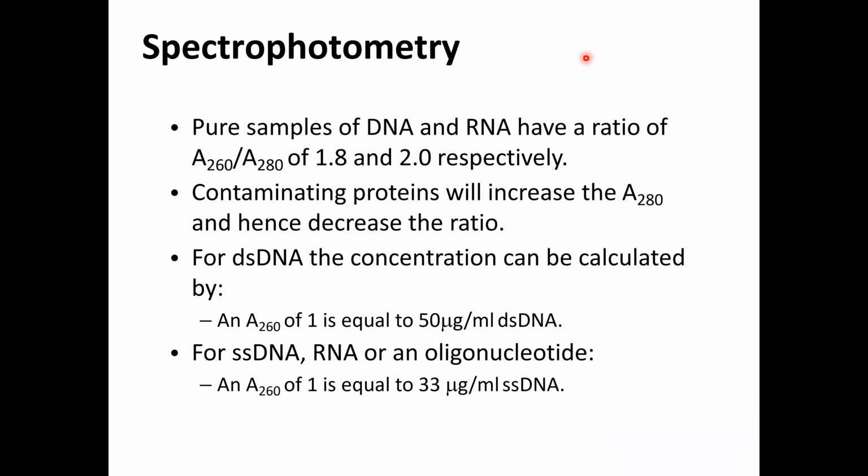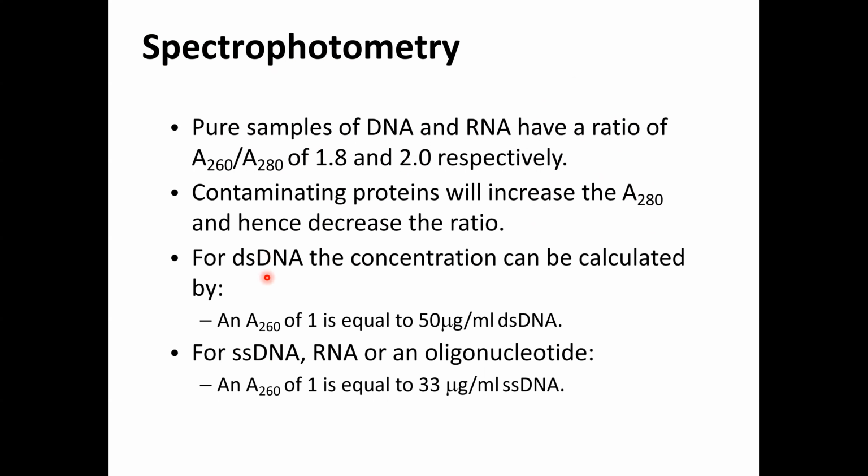Here we have the ratios of the spectrophotometry readings for DNA and RNA, which is the ratio of the absorbance at 260 and 280, 1.8 and 2.0 respectively. Always remember that if there is protein contamination, your absorbance at 280 will increase, and therefore it will decrease the value of the ratio.